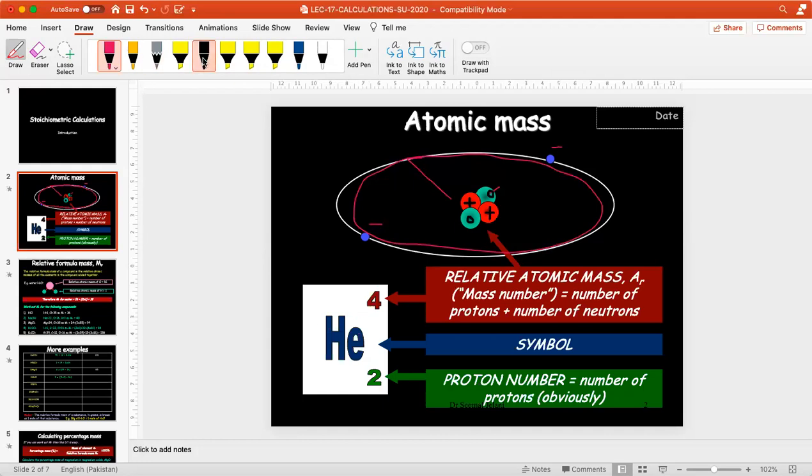what we call relative atomic mass, and its abbreviation is AR. What is relative atomic mass? AR is the mass number, which means the number of protons and number of neutrons. In the center you will see that this is a nuclear notation. This is the symbol, and this is known as proton number or Z or atomic number. And why do we call it exclusively proton number? Because it shows the total number of protons. I hope you understood this slide. Now let's go to the next slide.